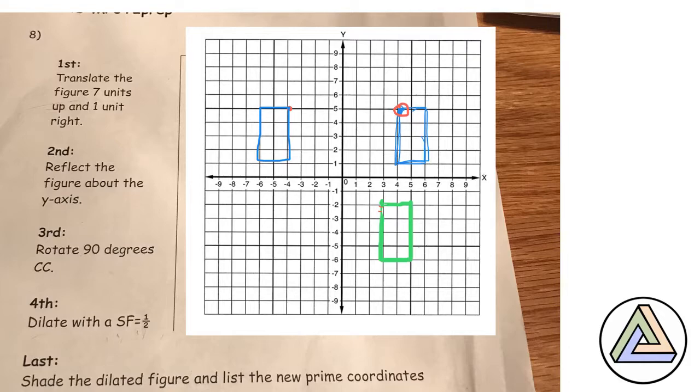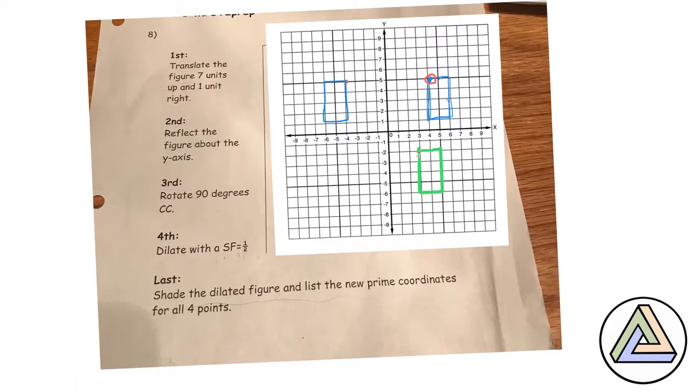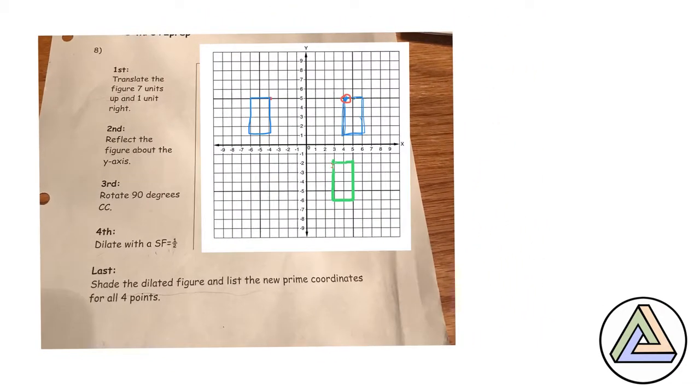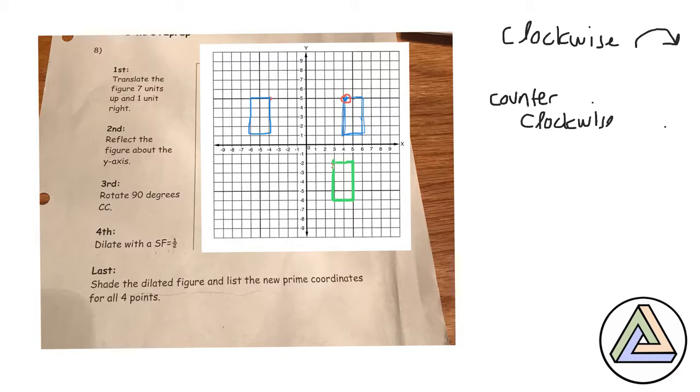Let's look at the next part. Rotate 90 degrees counterclockwise. Okay, so here's where it gets a little tricky. First of all, let's get clear. Clockwise is this way, right? I think most people realize that. It's to rotate this way. And counterclockwise is to rotate this way.